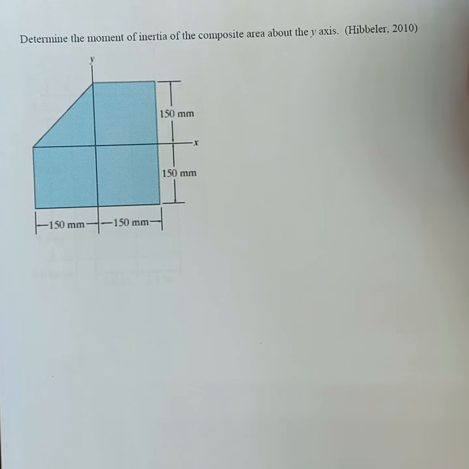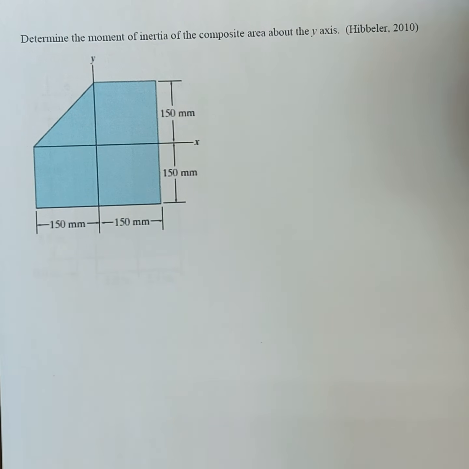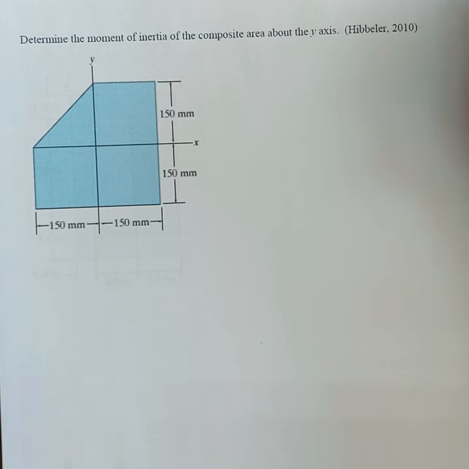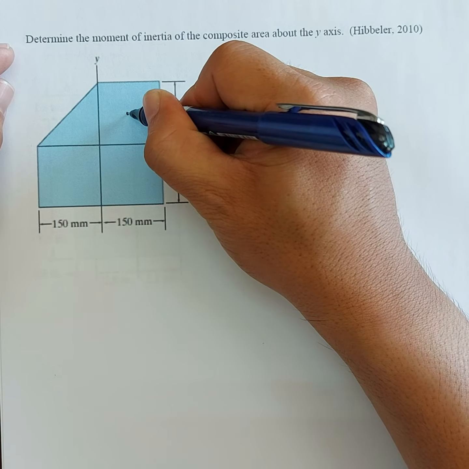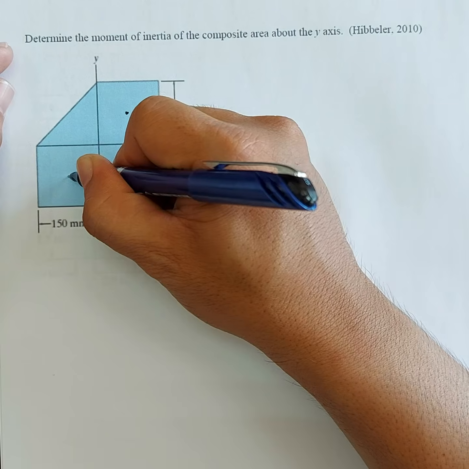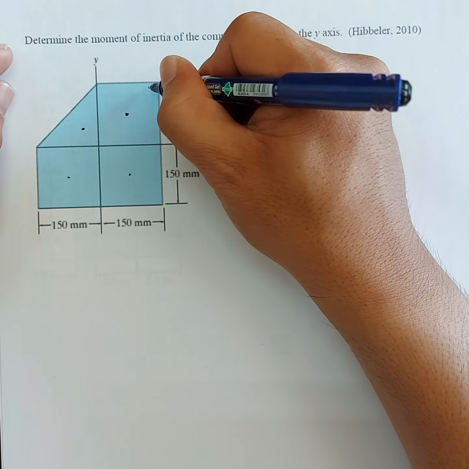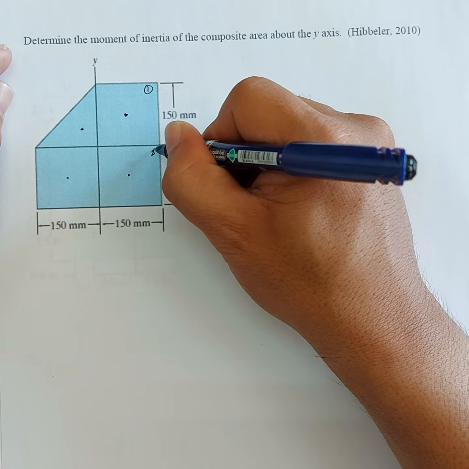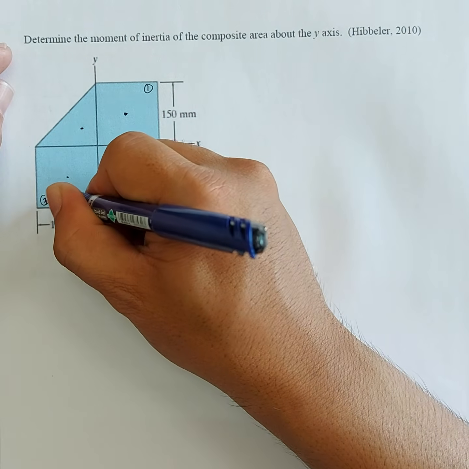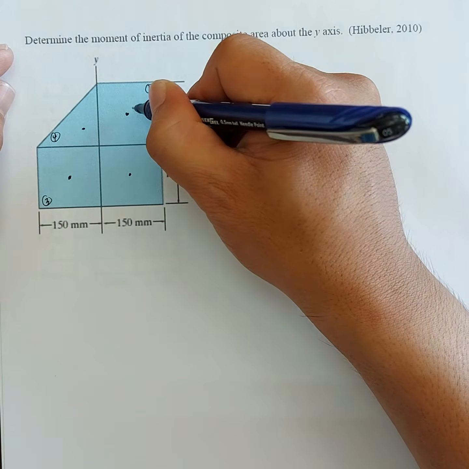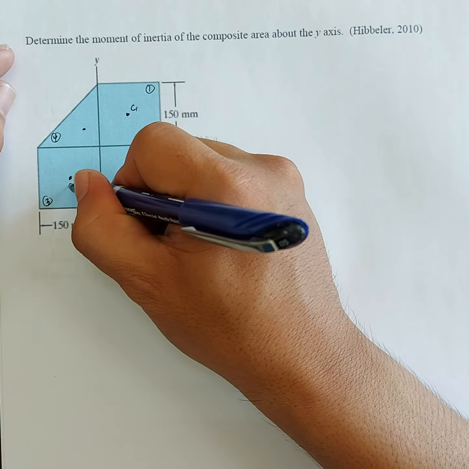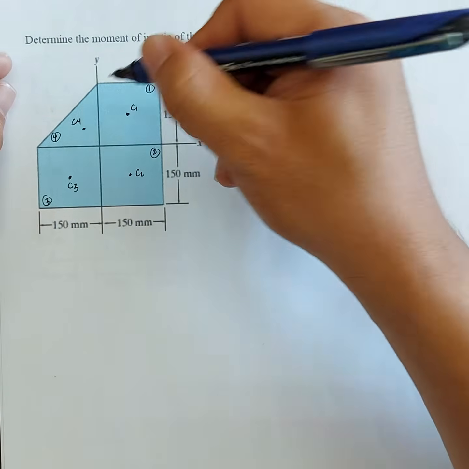Okay, so what we're going to do is, so yung una, of course, divide natin yung section into series of regular shapes. And then identify the center of each section. So ito yung center niya. So this is section 1, section 2, section 3, then section 4 itong triangle. So this is C1, C2, C3, and C4.